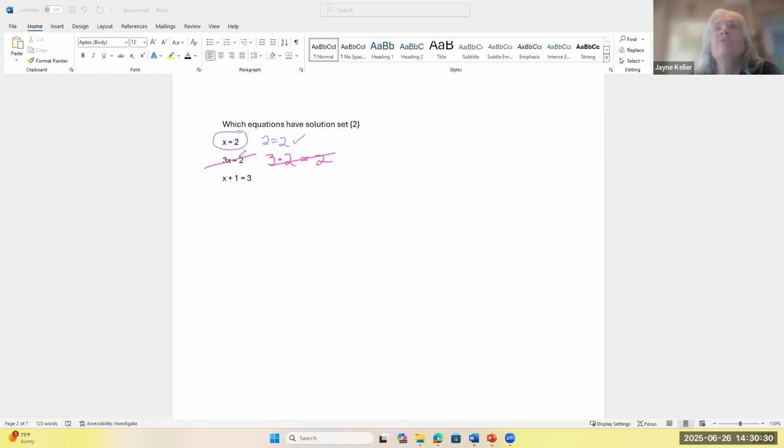So don't be confused just because there's a 2 on one side. That has nothing to do with the solution set, unless you have a simple equation like this one. For the last one, again, I'm going to replace x with 2. So I have 2 plus 1 equals 3, and that checks out. So this equation also has solution set 2.